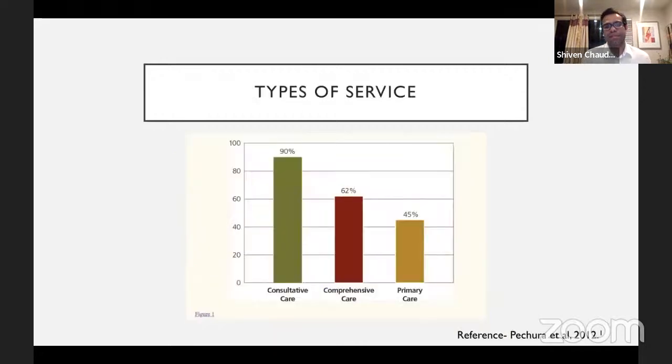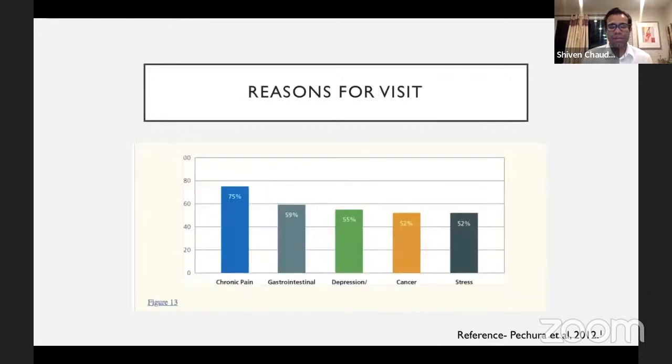So types of services, we are doing consultative care, comprehensive care, primary care. So lots of different fields that we are part of. What are some of the common reasons for visits? This is similar to my own practice. Chronic pain, of course, is a huge reason why people seek out help.